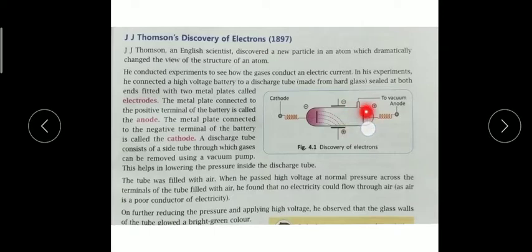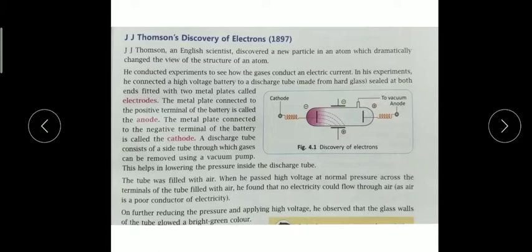Now the same thing he placed in another experiment. He placed a paddle-like structure in between the path of the cathode rays, and he observed that these rays are also able to rotate the paddle wheel. That diagram and explanation are also not given. So the cathode rays are able to move the paddle wheel, which means they have kinetic energy, a tendency to move the paddle wheel. And when we apply a magnetic field, they will deflect.